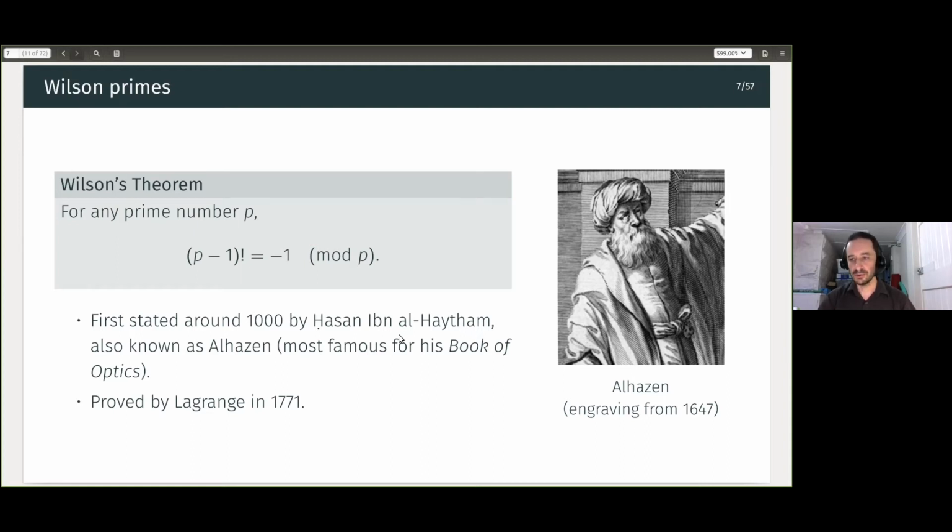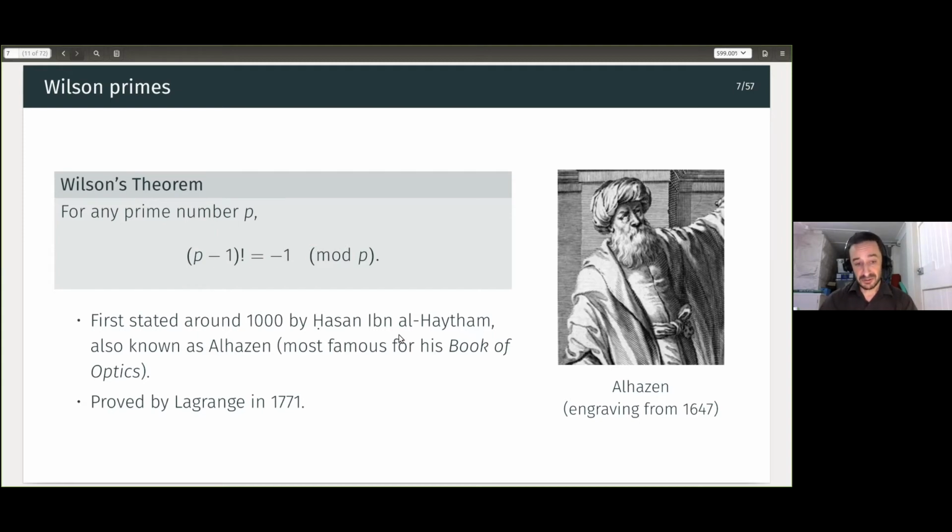This is quite easy to prove once you know what you're doing. It was first stated around 1000 AD by an Arabic mathematician known as Alhazen. He did a few things in mathematics, but his most famous work is actually in optics. He was the guy who first suggested the theory of human vision that works by light reflecting off objects and bouncing into your eye, as opposed to the other theory that was popular in ancient times, that there's some kind of laser beam that comes out of your eye to the thing being seen and somehow picks up the information and returns it to your eye. So he argued for the modern theory.